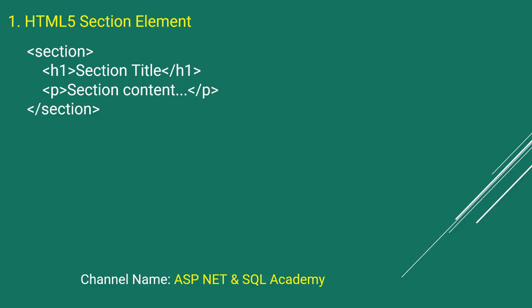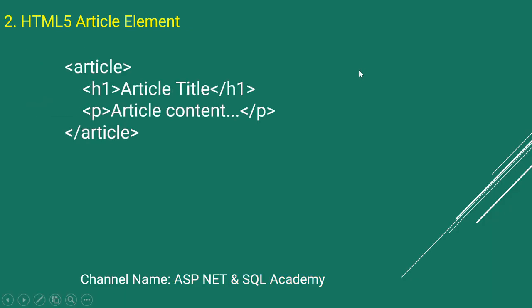The section element is used to define a section of a web page. It is a generic sectioning element and can be used to group related content together. The article element is used to define an article or a piece of content that can be standalone. It is often used for blog posts, news articles, and other types of contents.